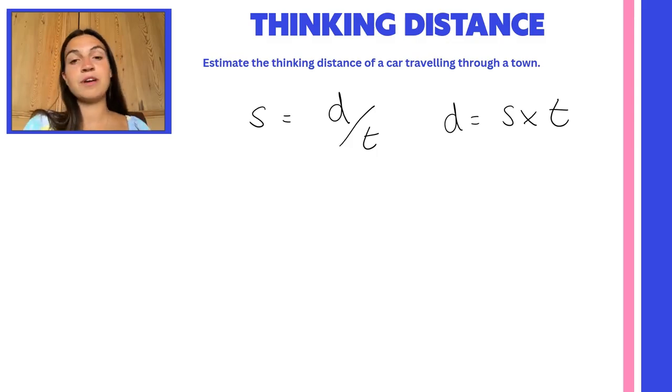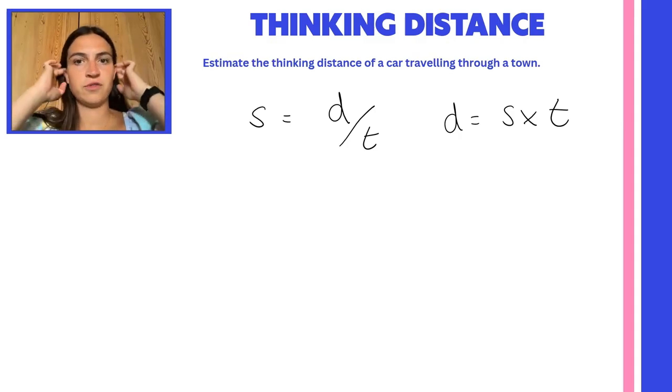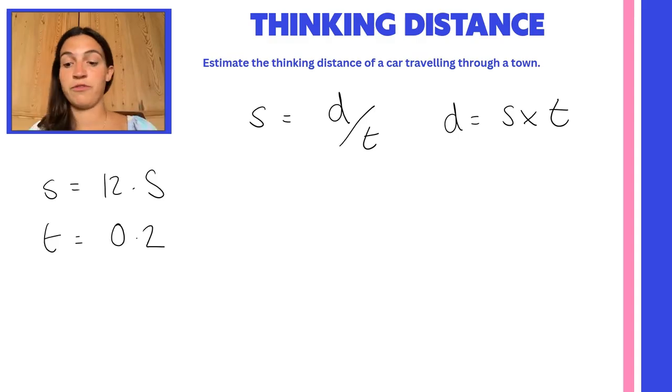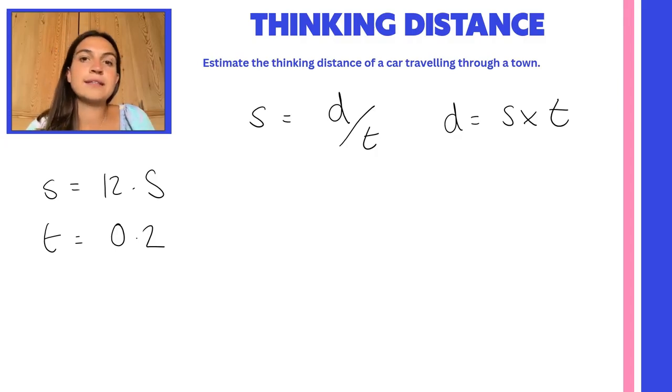Well, just as in the previous example, I have an argument for saying when the car's travelling through town that the speed should be roughly 12.5 meters per second, and the time is going to be the person's reaction time. So that can be anywhere between 0.2 and 0.5 seconds. So I've just chosen 0.2 in this example here.